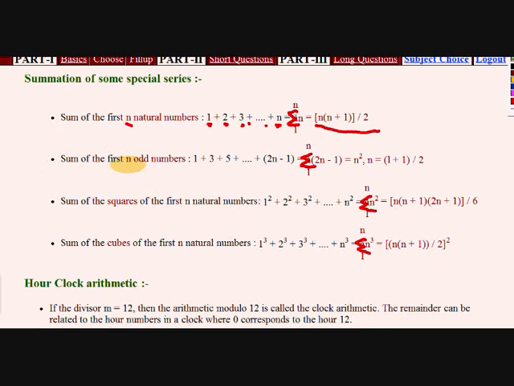Okay, so now the n odd numbers, 1 plus 3 plus 5 plus etc. The nth odd number is equal to 2n minus 1. This is how you denote the odd numbers. 2 into 4, if you want the fourth term, 2 into 4, 8 minus 1, 7. So anytime this formula will give the nth odd number. If you sum them up, this is the way you denote it: sigma 1 to n of 2n minus 1 equal to n square.